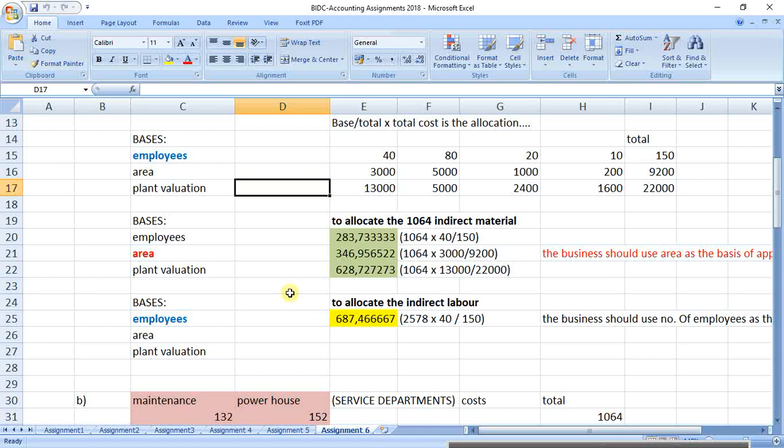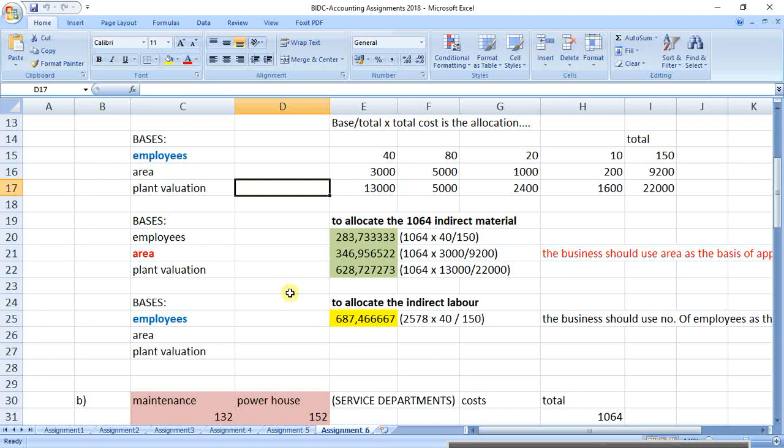Okay, perfect. So if I'm looking at this, which is the allocation, I'm going to have to allocate those totals to those departments based on something. Either based on number of employees, area, and plant valuation. Do you agree I can't use those four because I don't have information relating to all four departments? So I'm limited to number of employees, area, and plant valuation for those indirect costs.